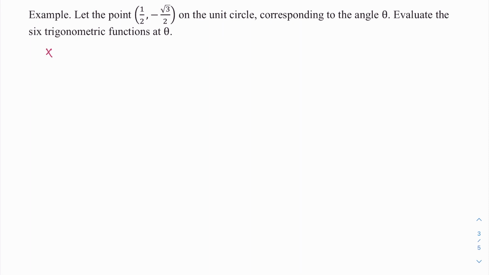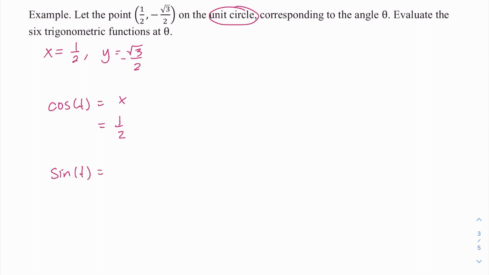So far we have x equals 1/2 and y equals negative root 3 over 2. And they're telling me that this is on the unit circle, and that's the important part. So I know cosine of t is just equal to x, and that's 1/2. I know sine of t is equal to y, which is negative root 3 over 2.